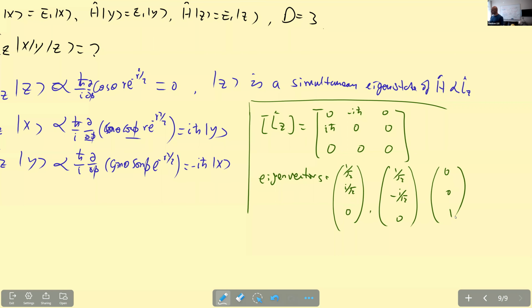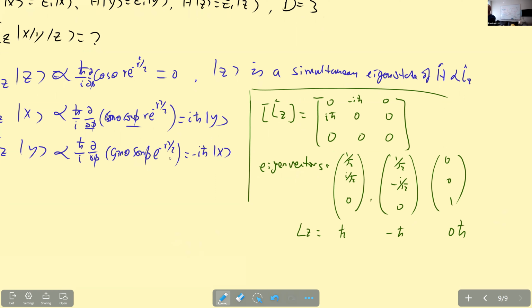Right? It's very fun. And eigenvalues. So this is going to be h bar. This is going to be minus h bar. This is going to be 0 h bar. Okay. And then let's form the eigenstates.